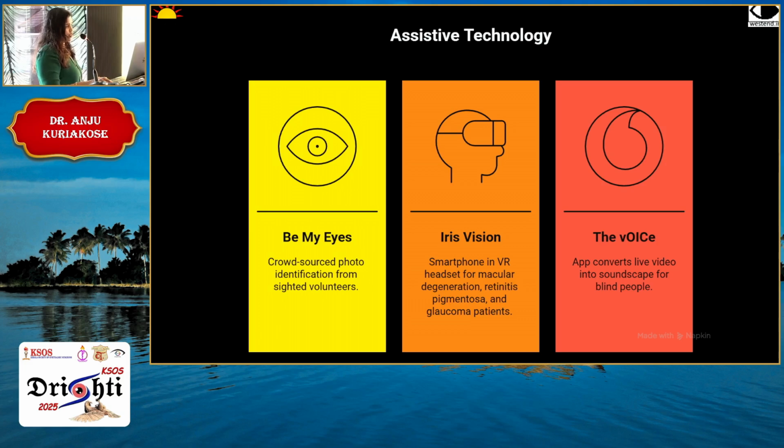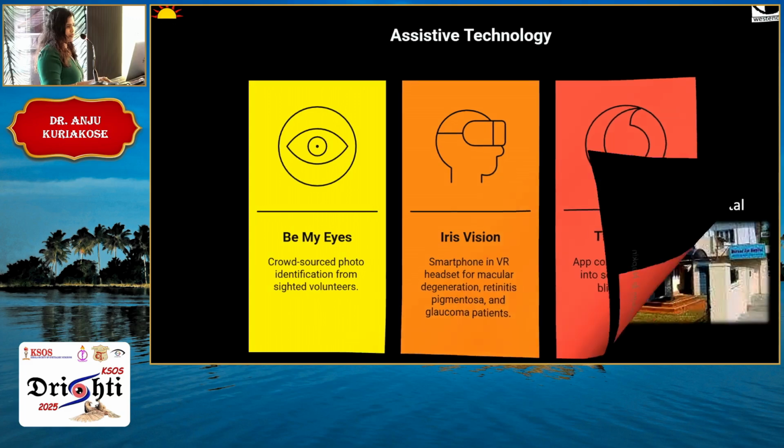Next is Iris Vision. It is a smartphone in a virtual reality headset for macular degeneration, retinitis pigmentosa, and glaucoma patients. Next is the vOICe, most important. It converts live video into a soundscape for blind people.